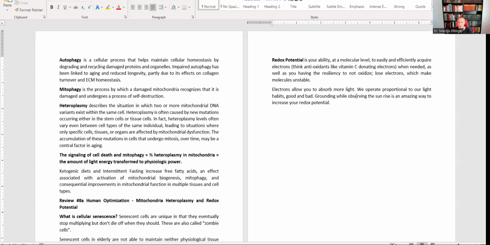Now, grounding while observing the sunrise is an amazing way to increase your redox potential. So grounding, we absorb electrons from the earth. The light allows us to absorb electrons, and electrons allow us to absorb light more efficiently. We operate via near-infrared light. Basically 45% of the light outside our body operates off that near-infrared.